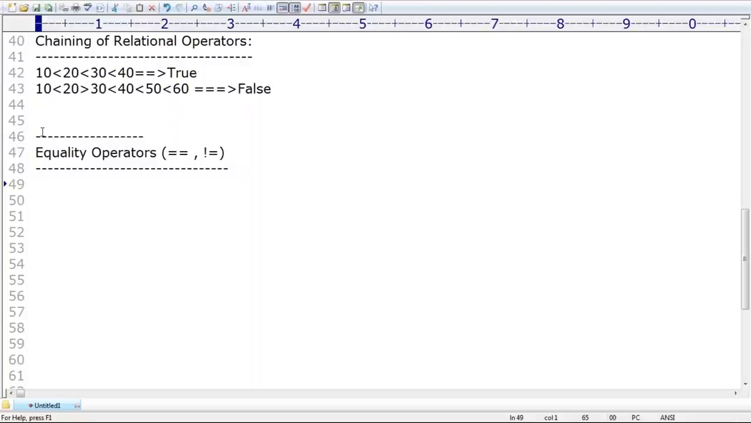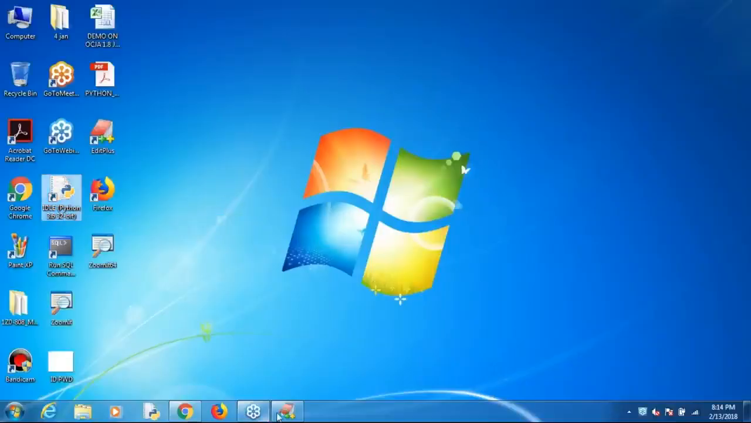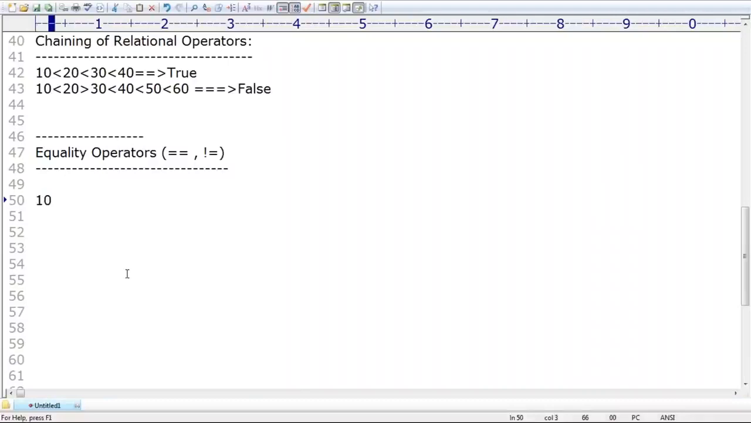What is the meaning of that? I will explain with small examples, right? Don't worry about that. Okay, here I'm taking 10 double equal to 20. Can anyone please tell what answer we are going to get? 10 double equal to 20. What answer are we going to get? False, because 10 and 20 both are not equal.